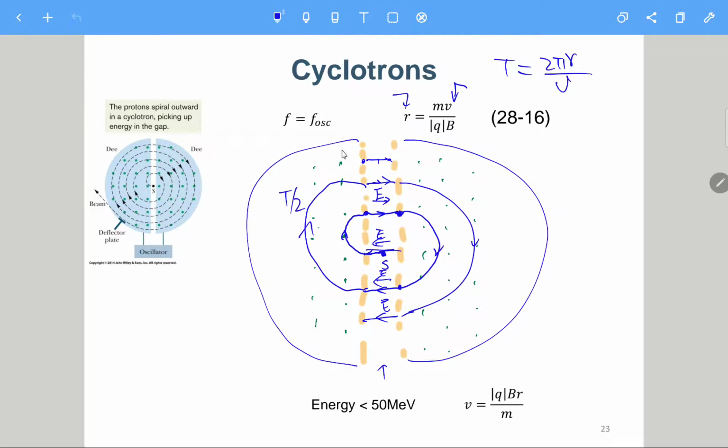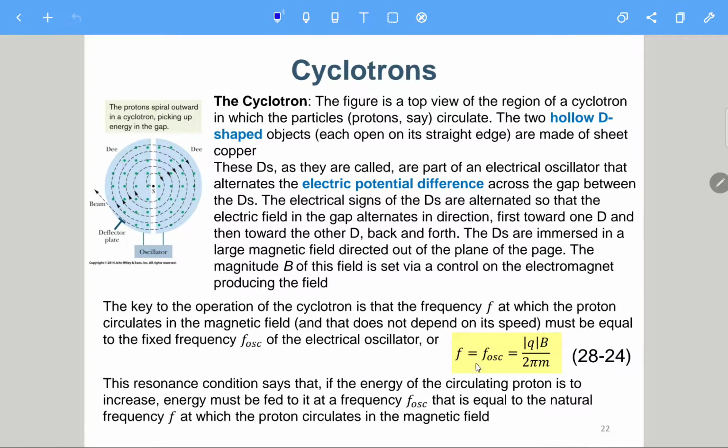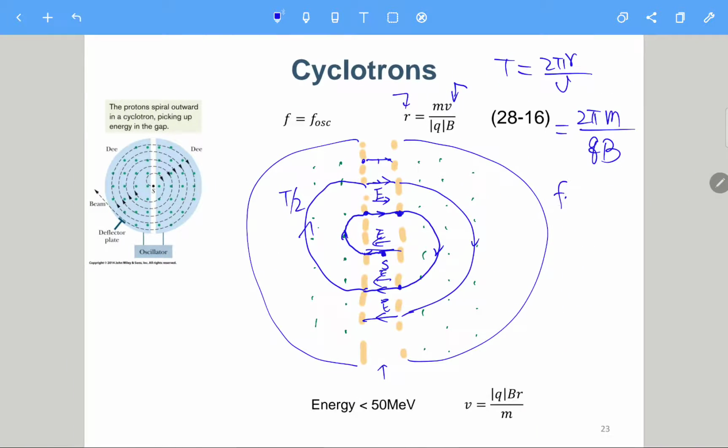So it's just like 1 over T, because you can just put 2 pi r over V, which is 2 pi m over qB. And actually F oscillation is just 1 over T. F_osc is just 1 over T. So it is qB over 2 pi m. So we need to control the oscillating frequency of the E field.